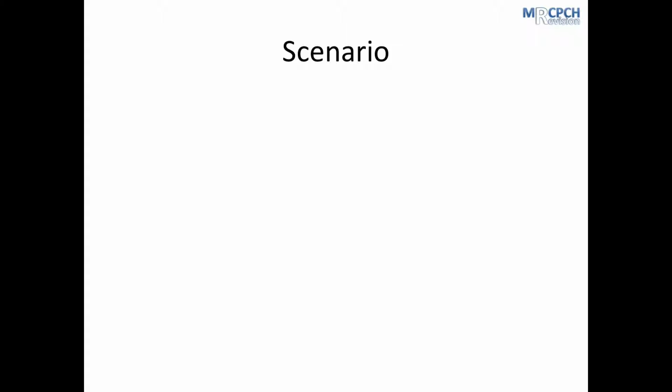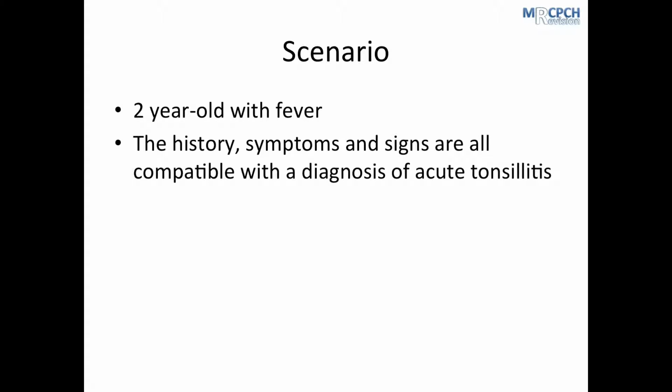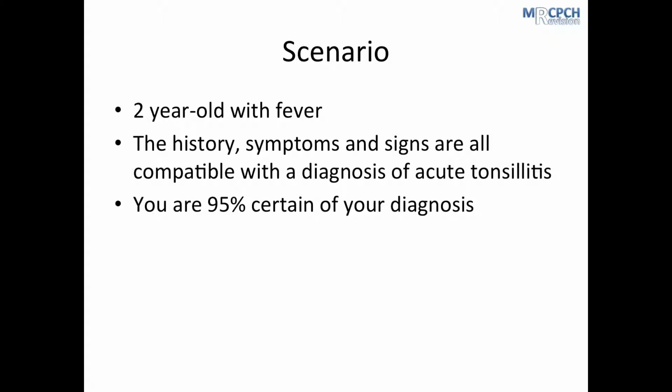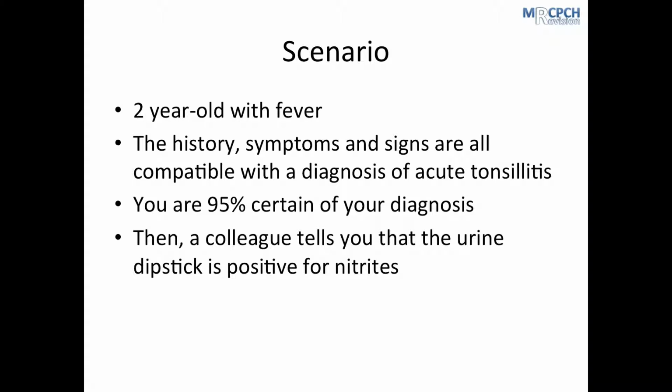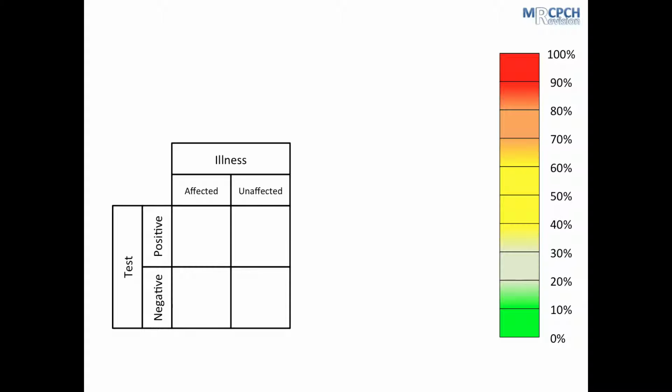We'll use the same scenario as the last video of the 2-year-old with fever. This time, however, the history, symptoms and signs all point towards a diagnosis of acute tonsillitis. You're 95% certain that acute tonsillitis is the correct diagnosis, until a colleague tells you that the urine dip they performed is positive for nitrites. So, how does this change things?